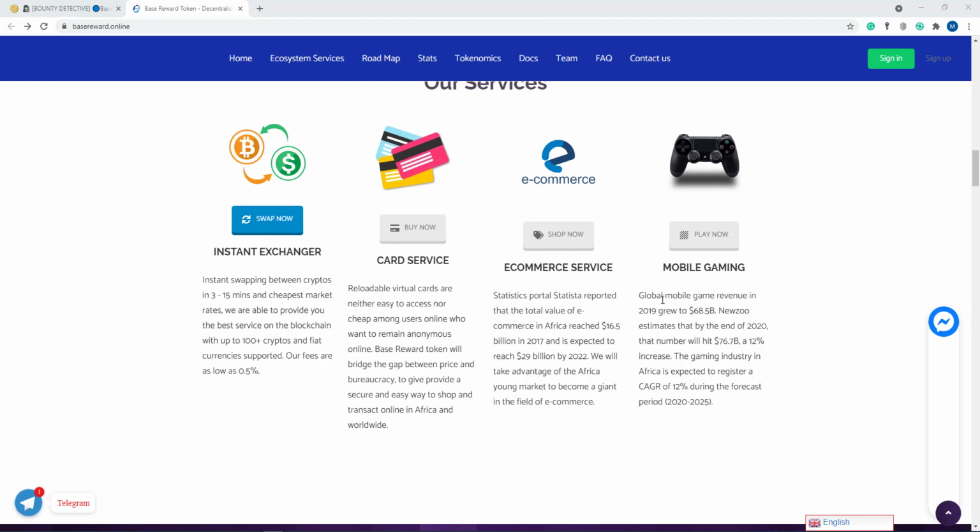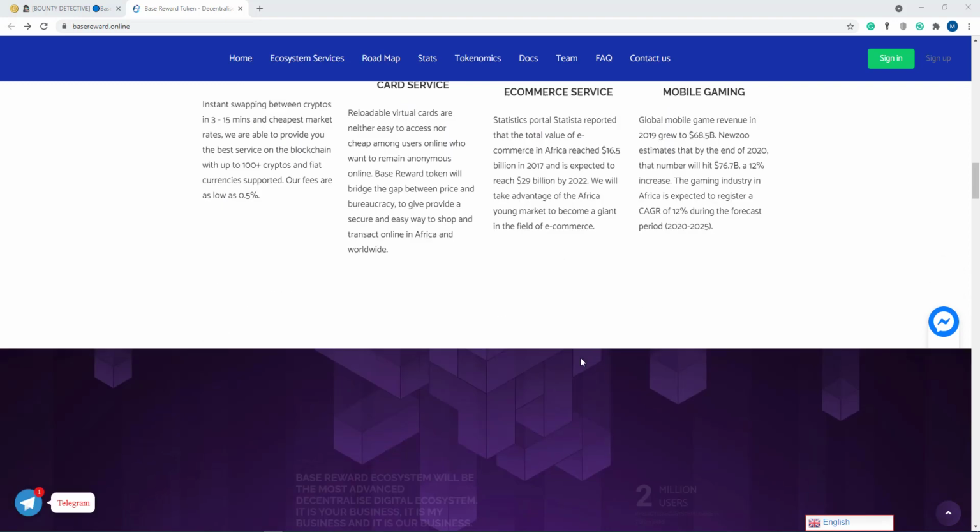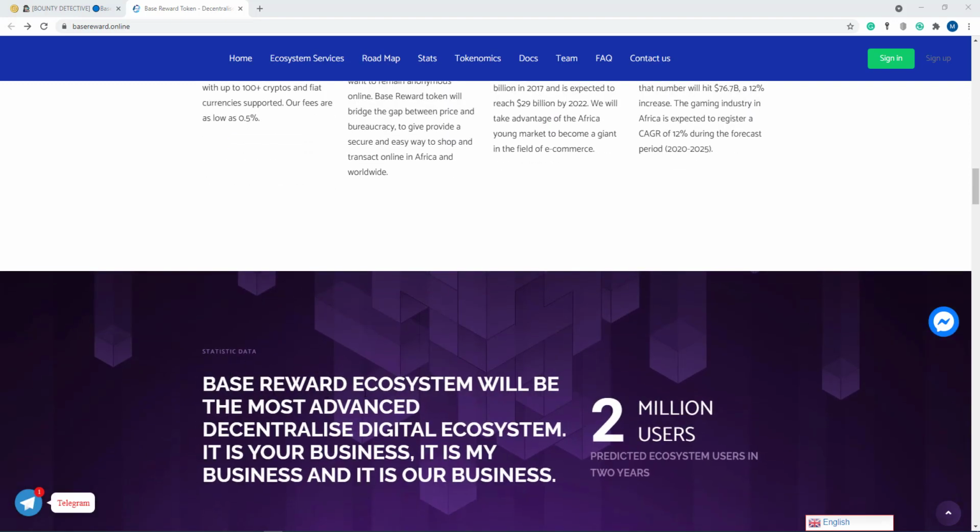Here, mobile gaming. Global mobile gaming revenue in 2019 grew to 68.5 billion, estimated to reach 76.7 billion by the end of 2020, a 12% increase. The gaming industry in Africa is expected to register a CAGR of 12% during the forecast period, 2022-2025. So here their Base Reward ecosystem will be the most advanced decentralized digital ecosystem.